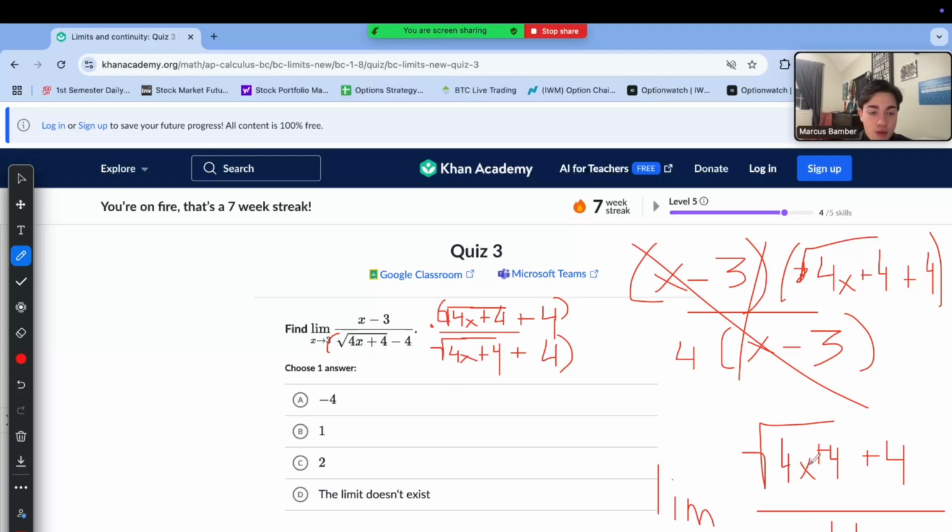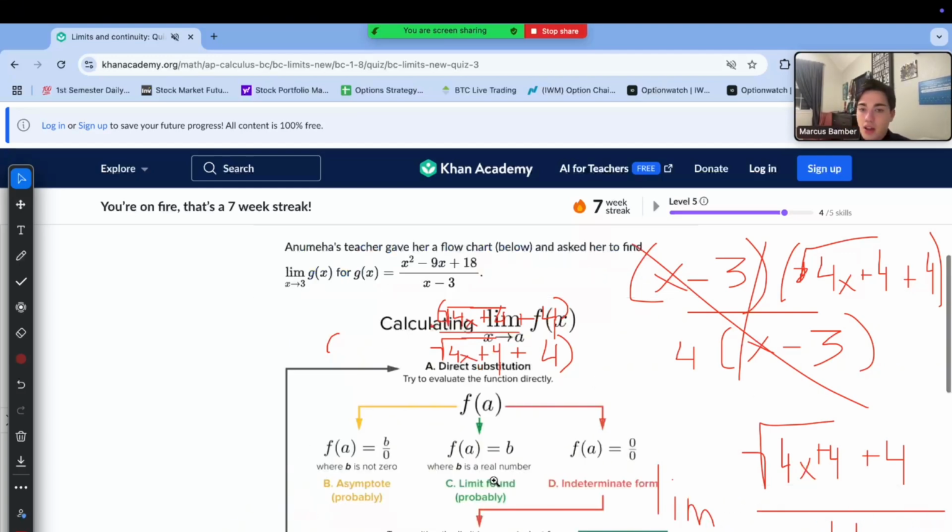Now 4 times 3 is 12. 12 plus 4 is 16. Square root of 16 is 4. We have 4 plus 4 is 8. Divided by 4 is 2. So our limit as x approaches 3 of x minus 3 over the square root of 4x plus 4 minus 4 is equal to positive 2.